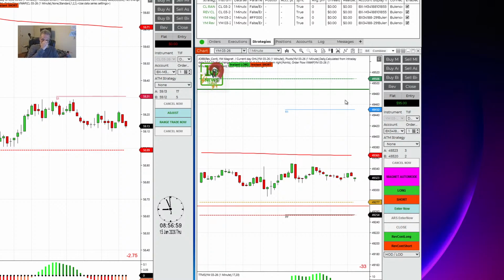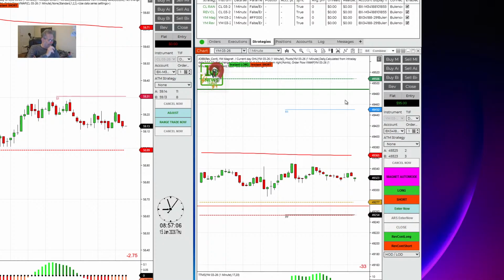Fed's Bostic says, possible, we need to stay restrictive because inflation is too high, especially with the tanker being grabbed. So now Bostic is talking. We need to stay restrictive because inflation is too high.